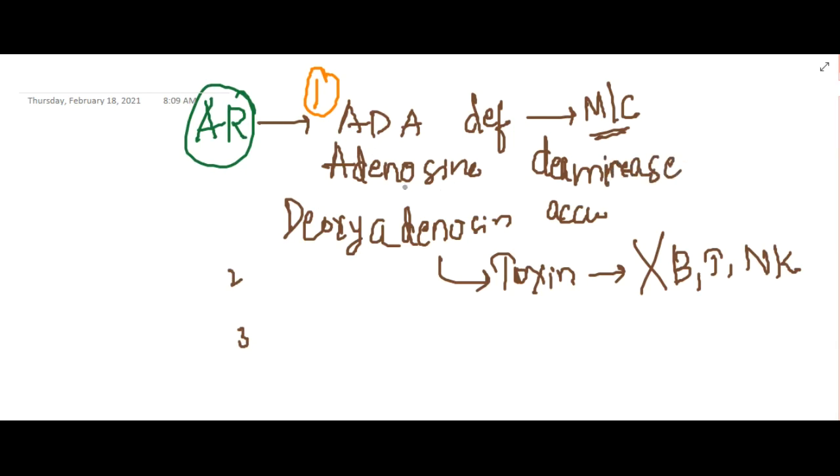Whenever there is adenosine deaminase deficiency, deoxyadenosine will accumulate in our body. This deoxyadenosine is a toxic substance. So B cells, T cells and NK cells are killed by this deoxyadenosine, and as a result, in this type there are no B cells, no T cells and no NK cells. This type is the most common type of severe combined immunodeficiency.